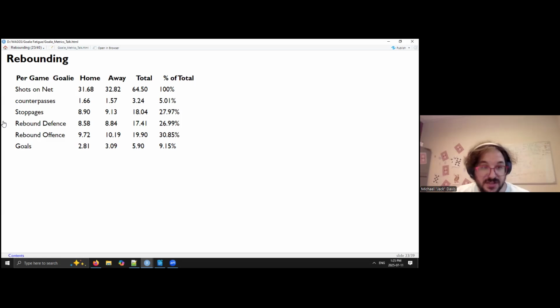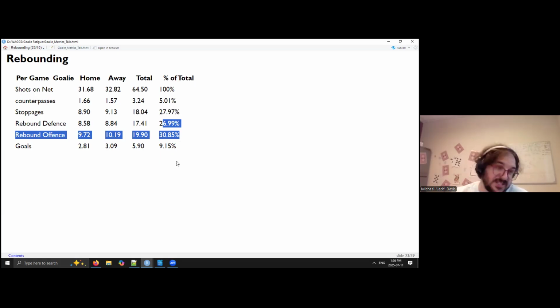So if we look at each of these, we take our 31.6 shots on net for the home team, or 64 in total. We can see 5% of these end up as counter passes, 28% as stoppages, and rebounds about a 50-50 split either way.